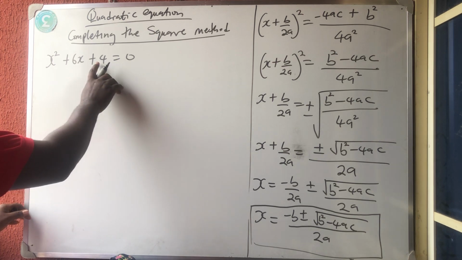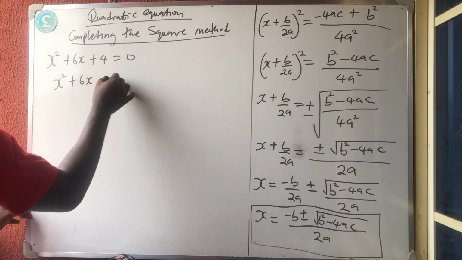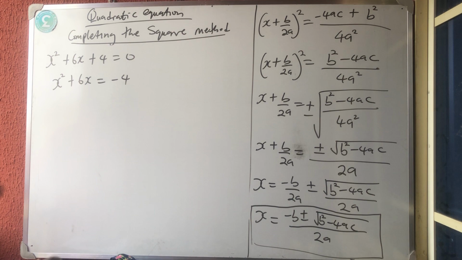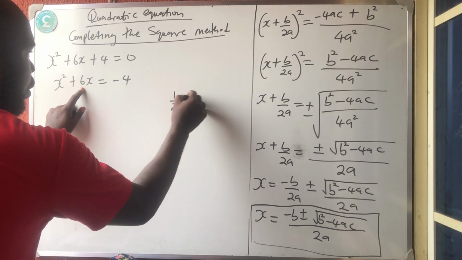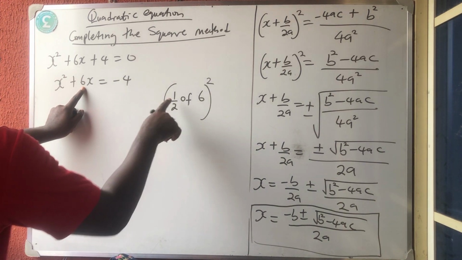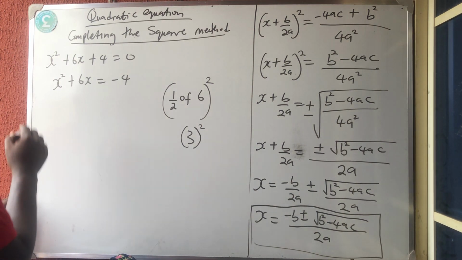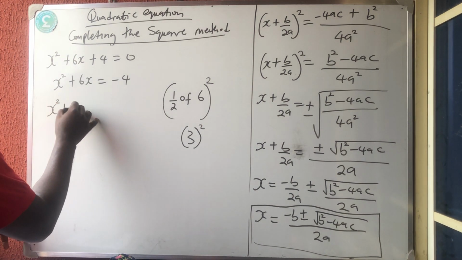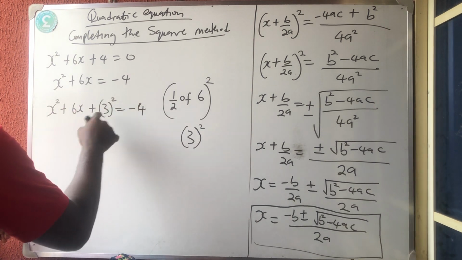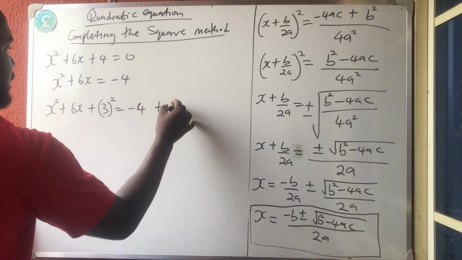So what we'll now do is just take this man to this side. So I'm having x squared plus 6x is equal to minus 4. Since you are done with this, now do the completing the square. Find half of the coefficient of x, which is 6. Then square it. Half of 6 is 3, so 3 squared. Carry it and add it to both sides. So I'm having x squared plus 6x plus 3 squared is equal to minus 4. I have added to this side, so I need to add to the other side: minus 4 plus 3 squared.